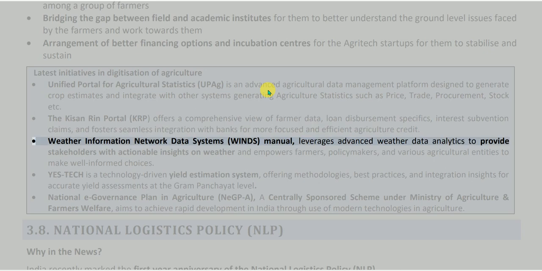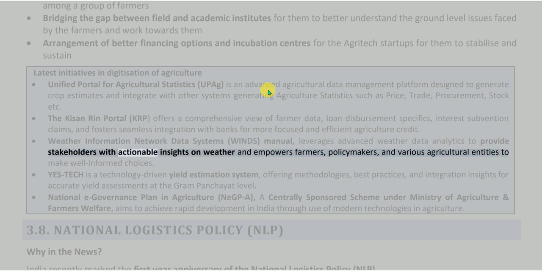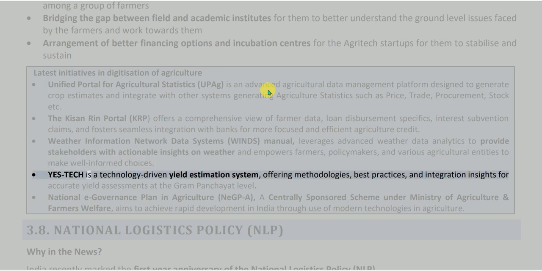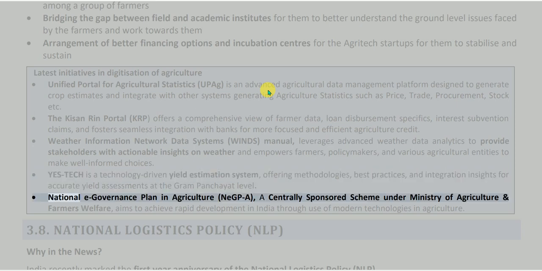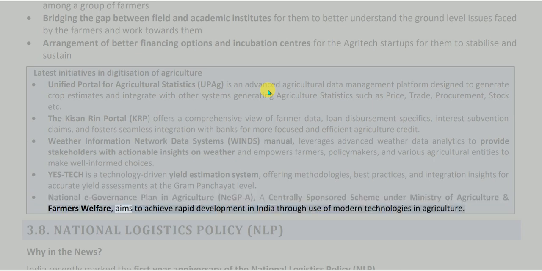Weather Information Network Data Systems, WINDS, Manual, leverages advanced weather data analytics to provide stakeholders with actionable insights on weather and empowers farmers, policymakers, and various agricultural entities to make well-informed choices. YESTECH is a technology-driven yield estimation system, offering methodologies, best practices, and integration insights for accurate yield assessments at the Gram Panchayat level. National E-Governance Plan in Agriculture, NeGP-A, a centrally sponsored scheme under the Ministry of Agriculture and Farmers' Welfare, aims to achieve rapid development in India through use of modern technologies in agriculture.